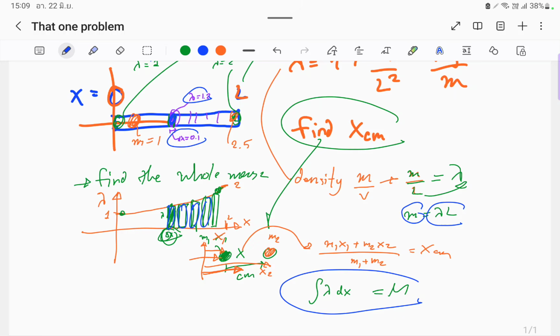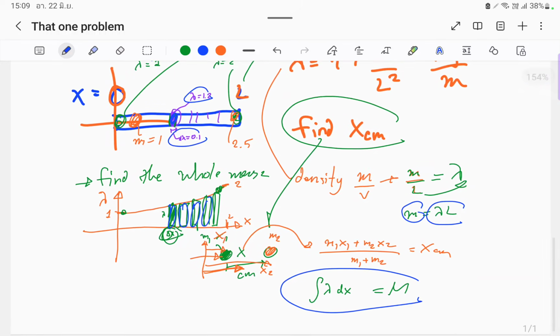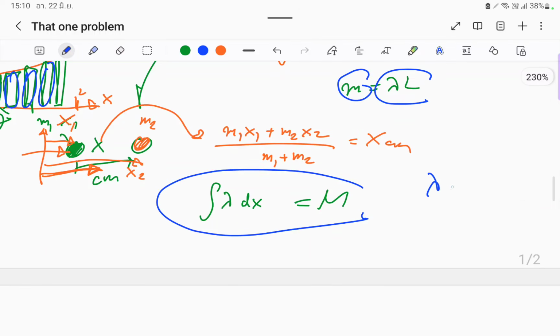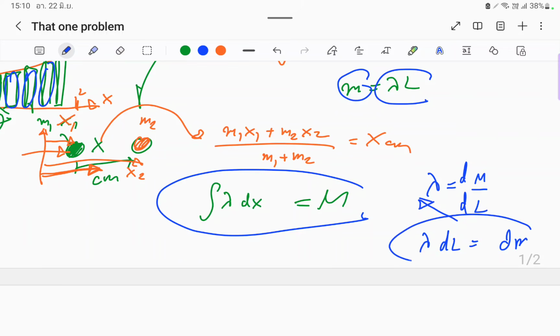So if you don't want to remember all this stuff, I have one of the easy techniques for you. You can say lambda is equal to the mass divided by the length. You can just say that, oh, this is calculus, now we have to make it very small, and then you can just multiply both sides by dl, and you get lambda dl equal to dm like this.